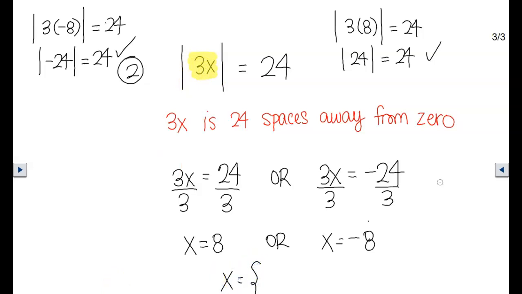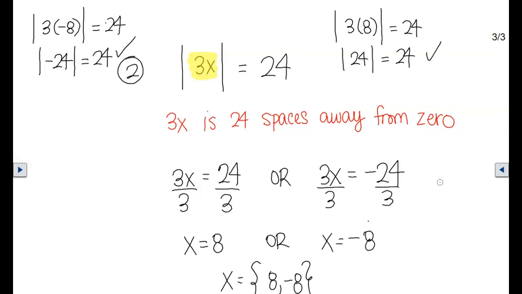So again, I'm going to write my solution set. X is equal to a solution set of 8 or negative 8. The order of the numbers that you write in there is not important. You just need to make sure you have both of those solutions.